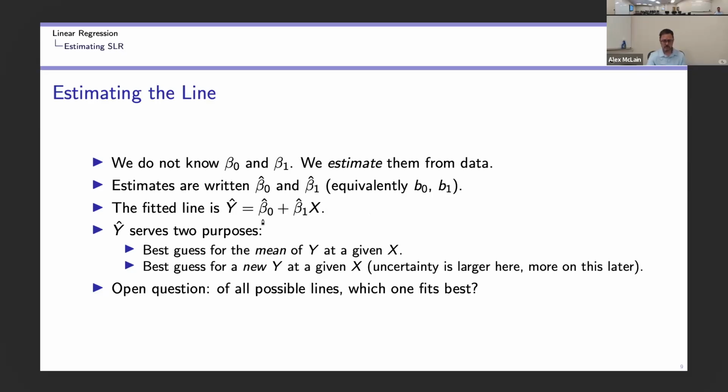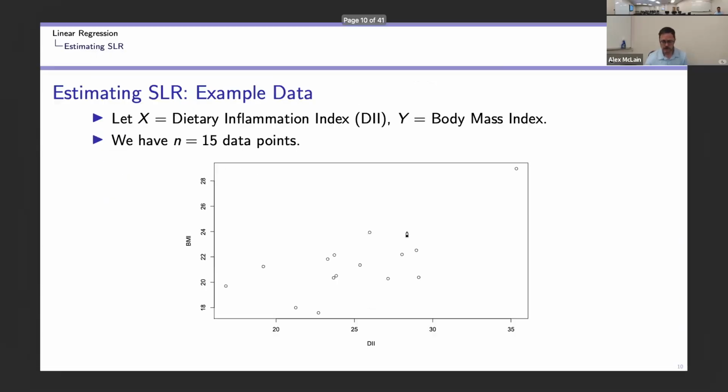So how do we choose beta 0 and beta 1? How do we get these two estimated quantities? Well, let's look at this little patch of data that we have. It's a simple linear regression. This is an example data.